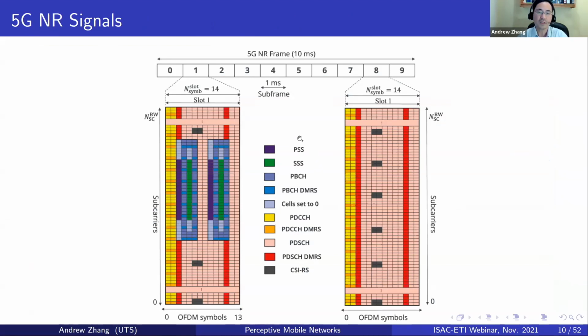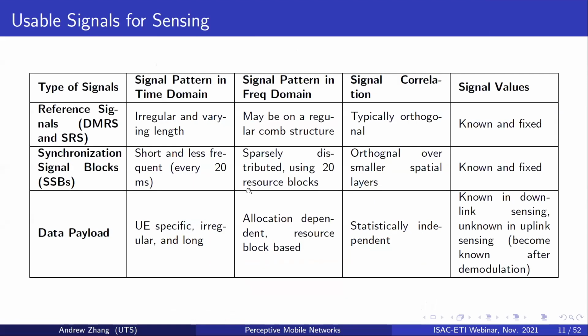This figure shows the structure for the NR, 5G New Radio signal. Basically, we have the frame consisting of OFDM symbols, right? Each frame consists of several subframes, and one subframe consists of 14 OFDM symbols. These resource blocks are allocated to different types of signals. Within these signals, their features and properties are quite different. And we can actually divide these signals into three major classes.